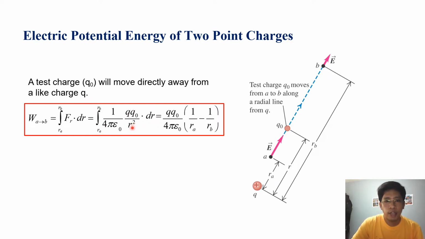So we are just evaluating dr over r squared, which gives 1 over r, evaluated from r_A to r_B. Your work from A to B is equal to Q times Q naught over 4 pi epsilon naught, times 1 over r_A minus 1 over r_B. So this one here is the electric potential energy for 2 point charges.